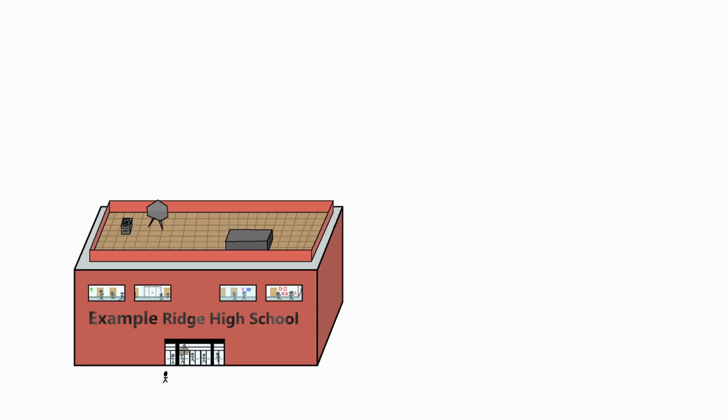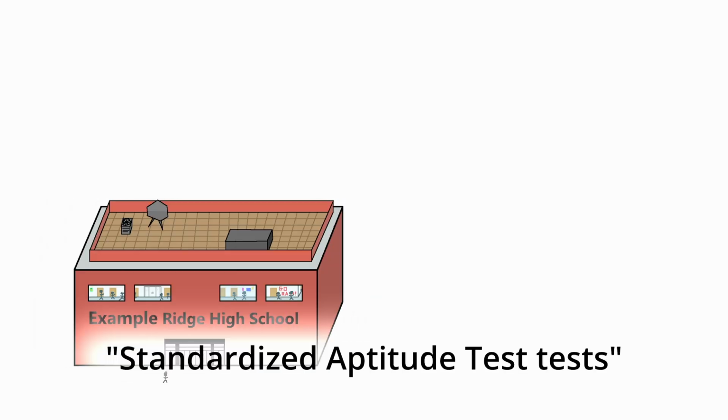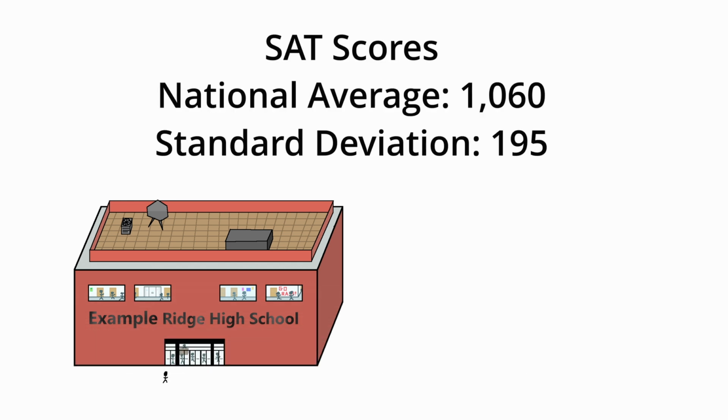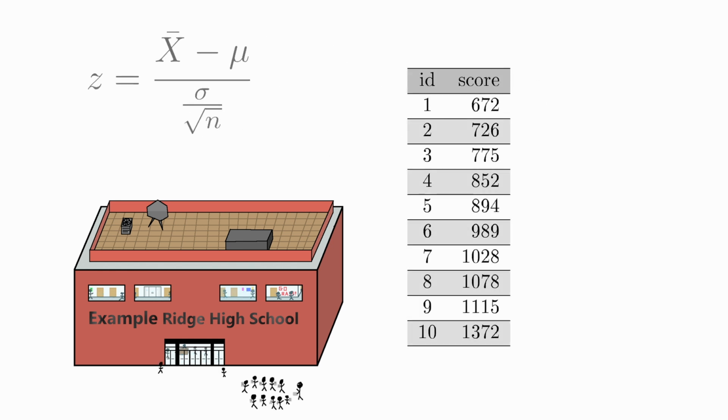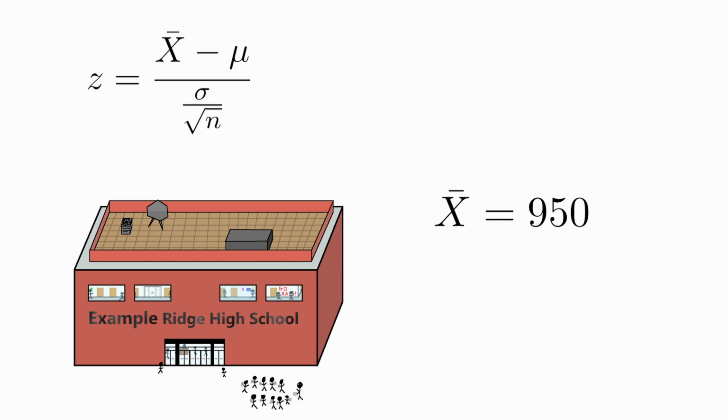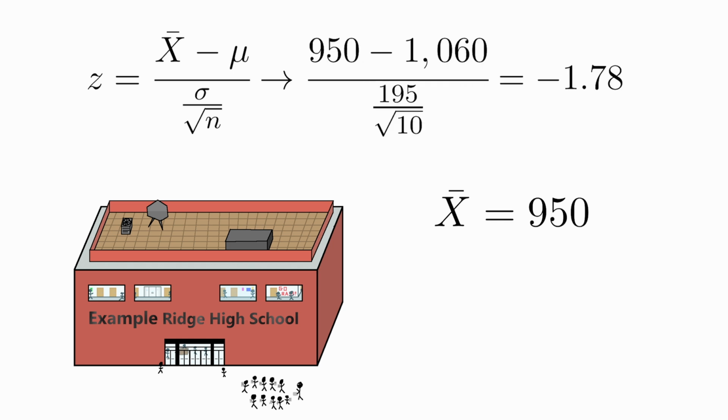As an example of where this test might be used, say you wanted to see if students at a school underperformed on an SAT test by using a small sample. The national average is 1060 with a standard deviation of 195. If you randomly sampled 10 students and got an average of 950, you could plug that mean into the equation, yielding a z-value of negative 1.78.